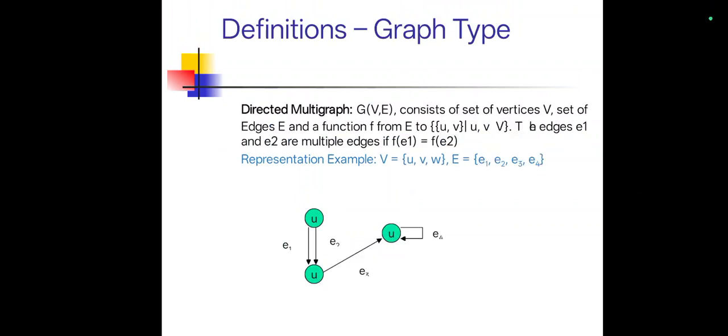Directed multigraph. G equals (V, E) consists of a set of vertices V, a set of edges E, and a function f from E to {U, V}, where U, V belong to V, and edges E1 and E2 are multiple edges if f of E1 equals f of E2. Representation example: V equals {U, V, W} and E equals {E1, E2, E3, E4}.